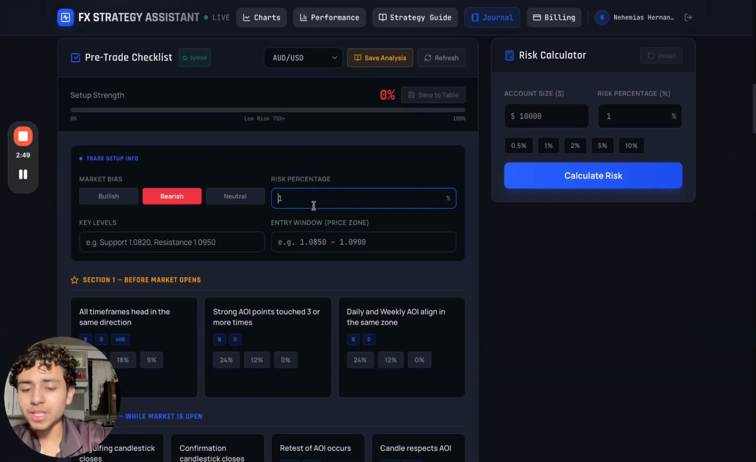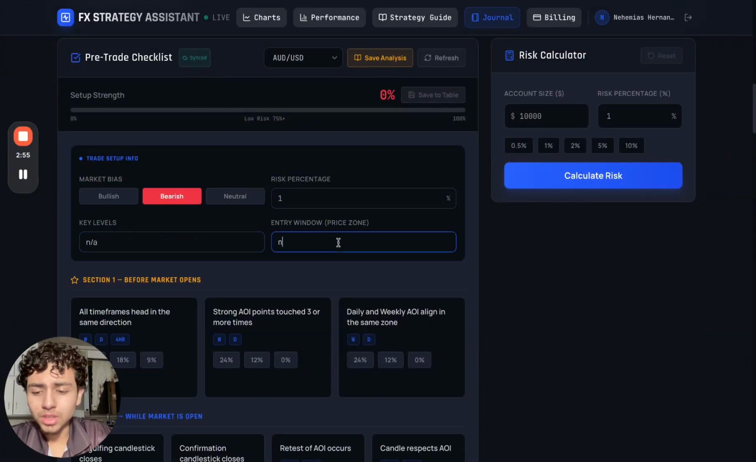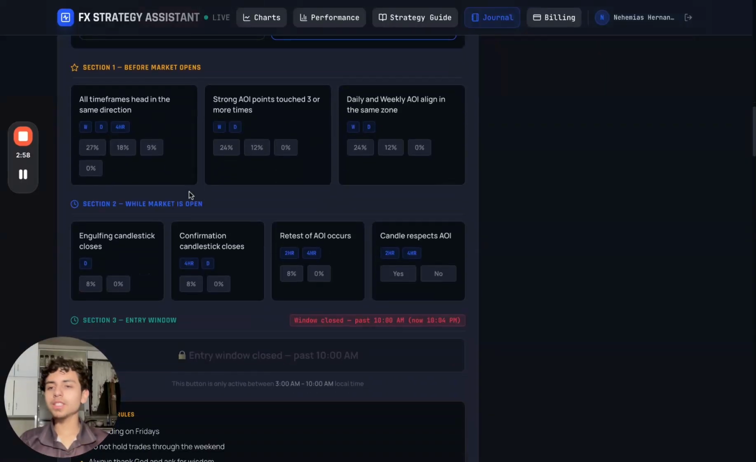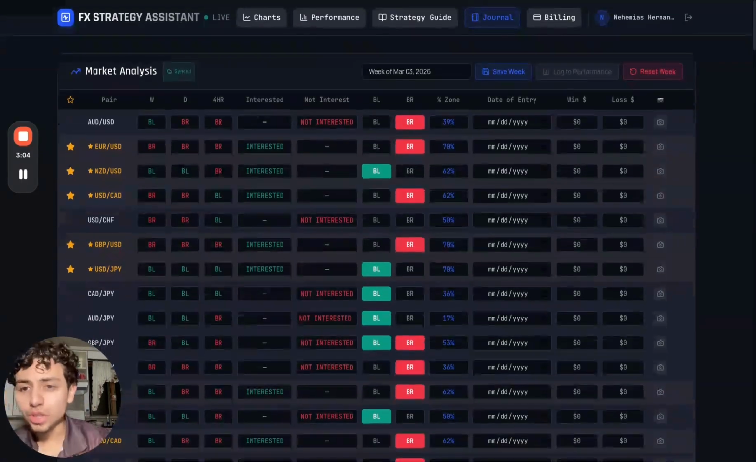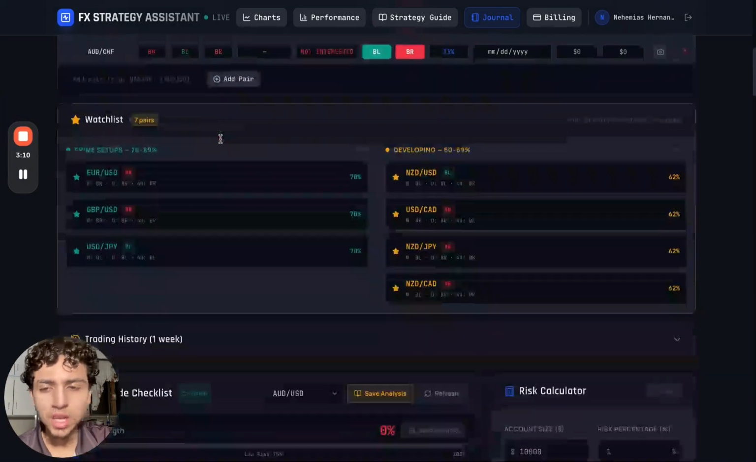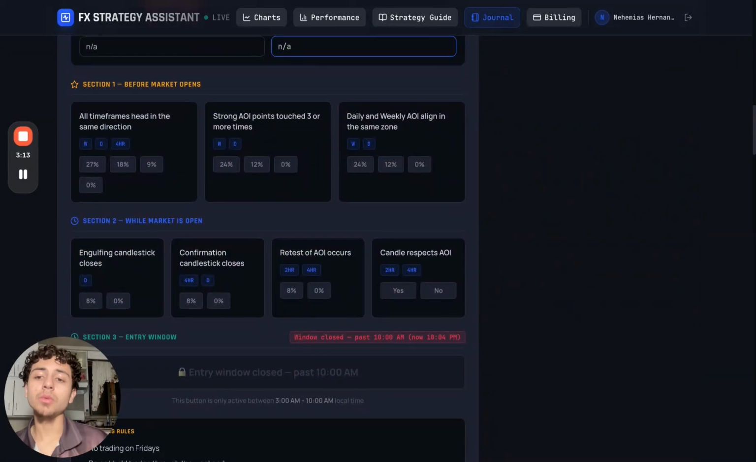I could apply a risk percentage. This is optional. So if you don't want to put anything over here, you could just put NA or literally nothing, right? And then over here, you got to check on the market. All time frames head in the same direction. Do all time frames in AUD/USD go to the same direction? No, just the daily and the 4 hour go to the same direction. That means that only two of them go to the same direction.